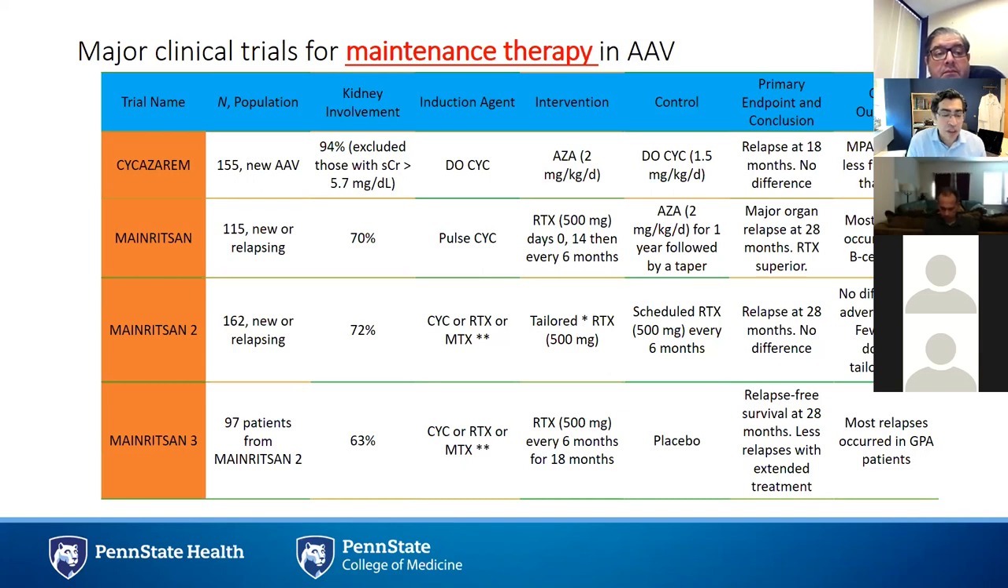So then they went on to this third MAINRITSAN trial with 97 patients from the MAINRITSAN 2 trial.